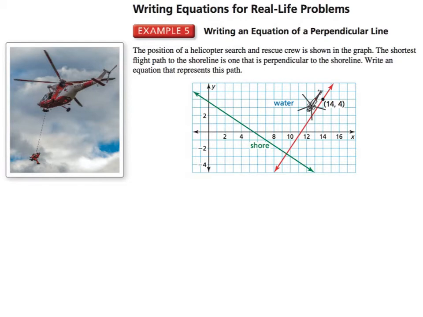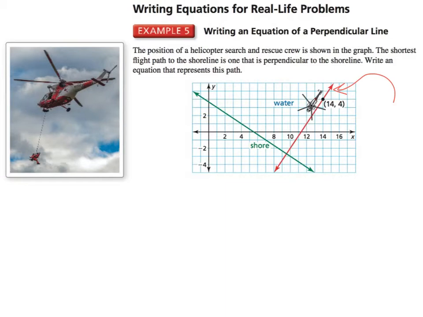All right, in our last example, it's a real-life problem. The position of a helicopter search and rescue crew is shown in the graph. The shortest flight path to the shoreline is one that is perpendicular to the shoreline. Write an equation that represents its path. So the shoreline is represented in green. We want to write an equation for the red line.